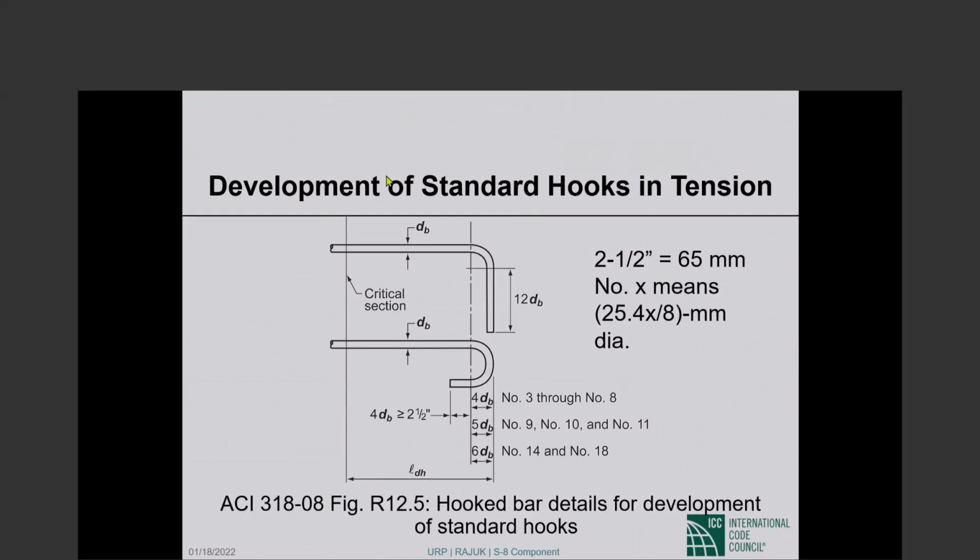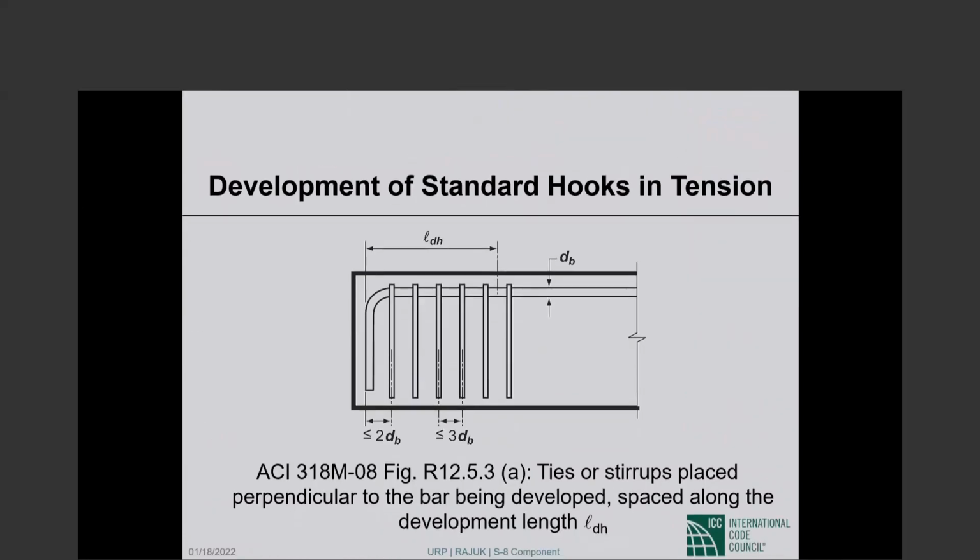Standard hooks. Standard hooks are hooks that are shown in the picture. 90-degree at the top, 180-degree at the bottom. I do not know that I can add anything to what the picture shows, so I will let you look at it. These are the standard hooks of ACI 318.